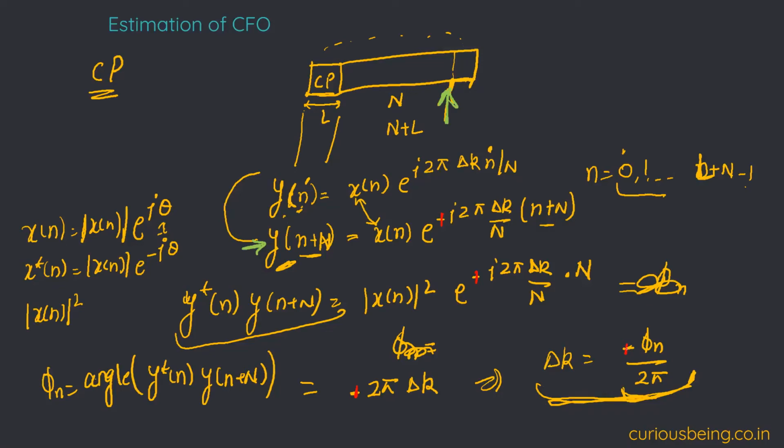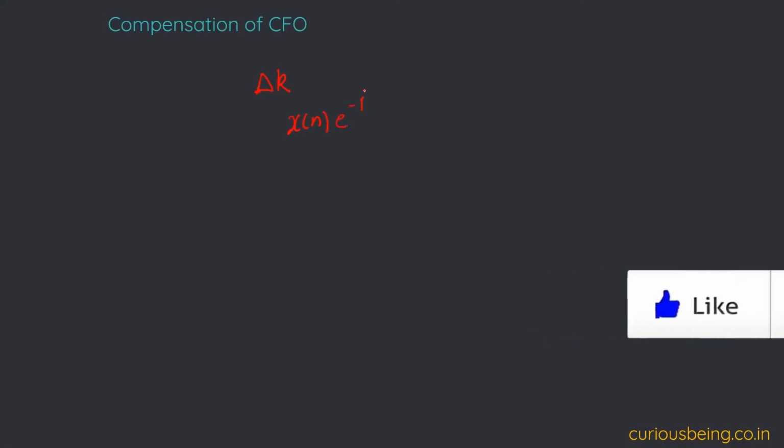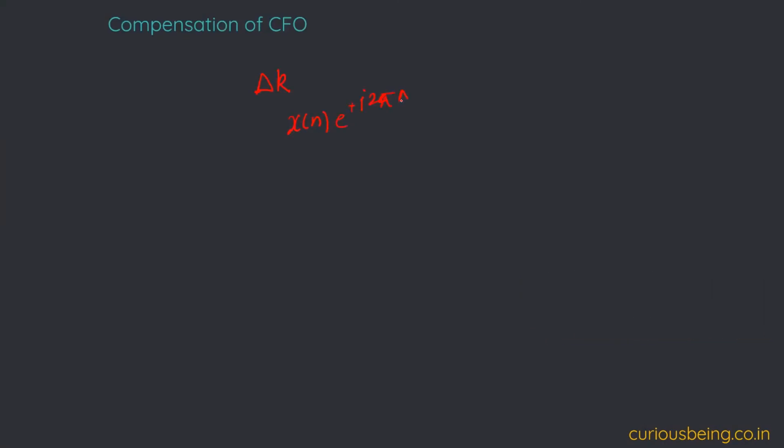Okay, so I'll proceed from here. In case of compensation, because we have now estimated the CFO, and the time domain signal looked something like e to the j 2 pi delta k n by N, I can utilize this delta k and just multiply with the inverse of the phase. So the compensation is simple in this case. We can just multiply with this value. There is no complexity in compensation.